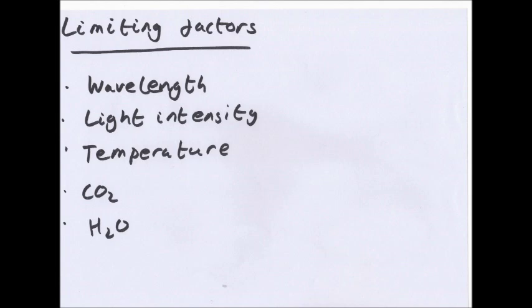Now, the ideal carbon dioxide level is a maximum 0.4% concentration of the air, but it's normally 0.04% in the atmosphere. Any more than 0.4%, it can be dangerous to the plant. This also has a very similar graph to the light intensity. And also water. You need a good level of water for photolysis.